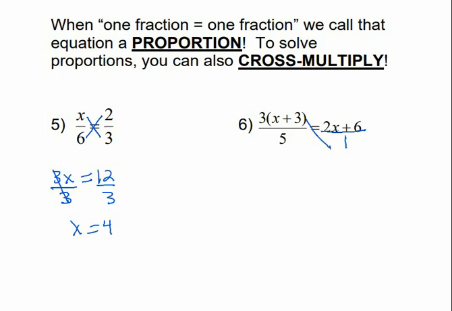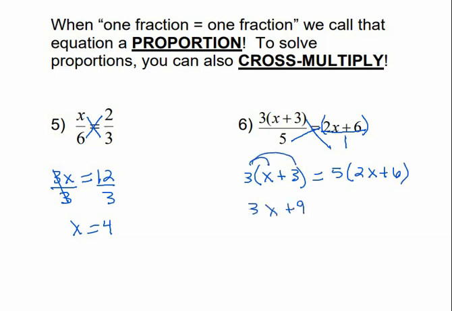3 times x plus 3 times 1 would just be 3 times x plus 3, because if I multiply it times 1, it doesn't change. Then 5 times the 2x plus 6. This 2x plus 6 is stuck together because it has a plus sign in between. So that's 5 times 2x plus 6. Now I need to get rid of the parentheses by distributing. So that's 3x plus 9 equals 10x plus 30. Okay, and once again, my fractions are gone.